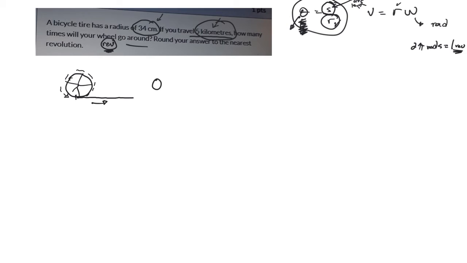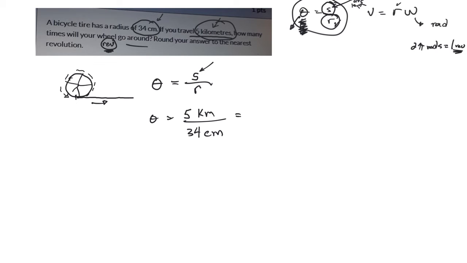So the angle that an arc turns through is equal to the arc length, or the distance it travels along the arc, divided by the radius. The arc length is 5 kilometers, and the radius is 34 centimeters. Right off the bat, hopefully you're saying, hold on, they're different units, maybe I should change them, and you should.